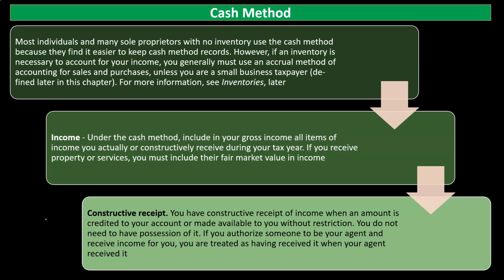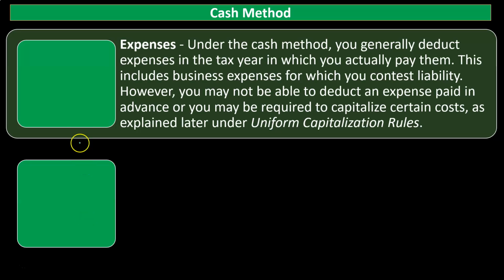Constructive receipt. You have constructive receipt of income when an amount is credited to your account or made available to you without restriction. You do not need to have possession of it. So even if you don't have possession of it, if it's constructively received, then you've got to record it in income. If you authorize someone to be your agent and receive income for you, you are treated as having received it when your agent received it. So an agent basically is someone that works on your behalf. They're working under your instruction on your behalf for your benefit. So you can't basically say that income goes to the agent and I never got it because my agent had it. Well, the agent, again, is working for the person, and therefore when they get it, you have constructively received it and need to record it in income.